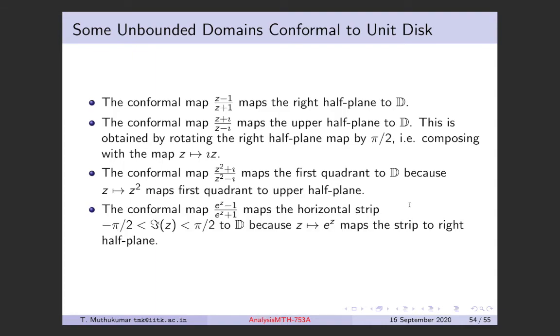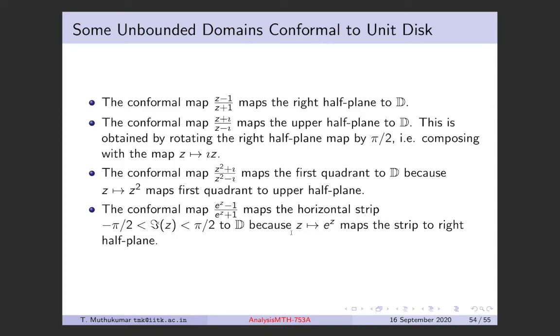This is a conformal map which maps the horizontal strip, that is, the imaginary part lying between minus pi by 2 to pi by 2, to the unit disk D, and this again we obtain by composing this first map, the right half plane map, with the e power z map.